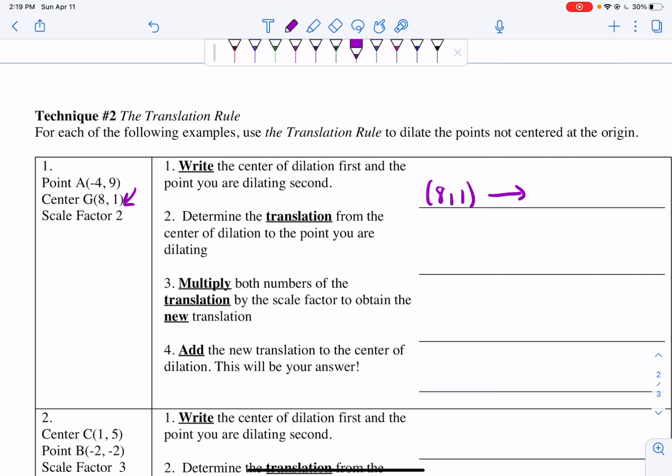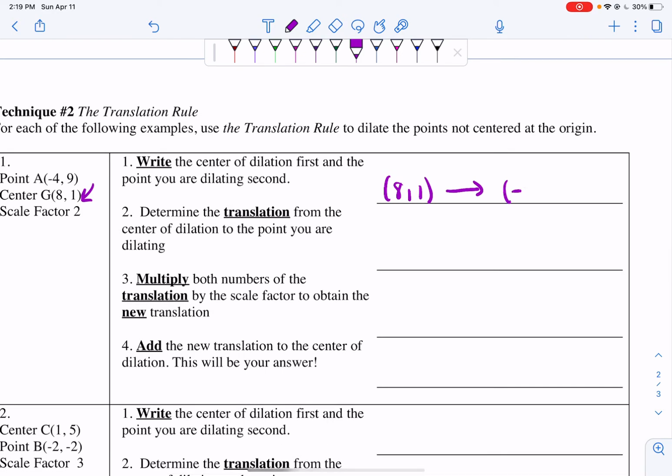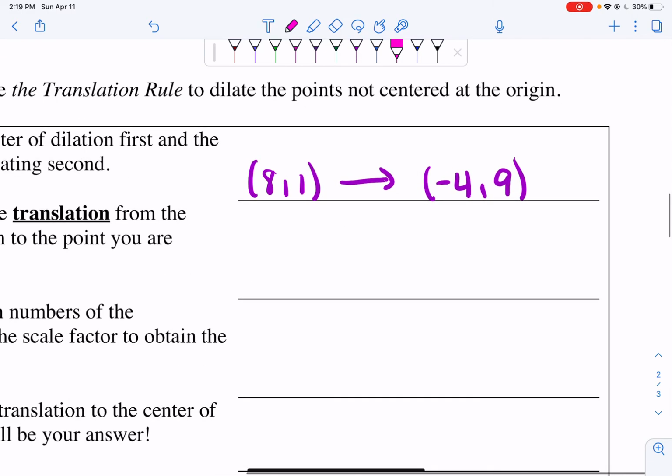And now we're going to write the point we're dilating second. So -4, 9. Step 2 says determine the translation from the center of dilation to the point you're dilating. So what I like to do is basically just draw some arrows.